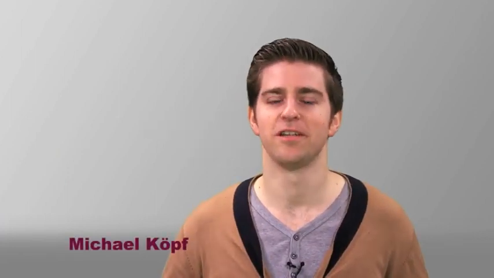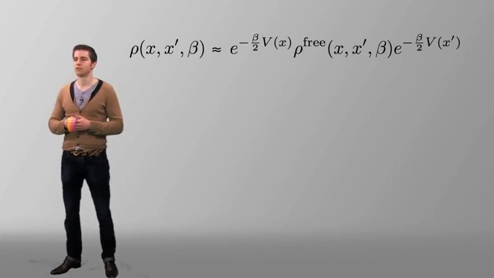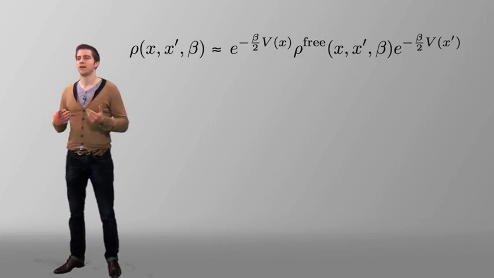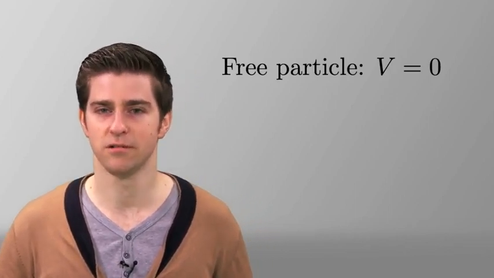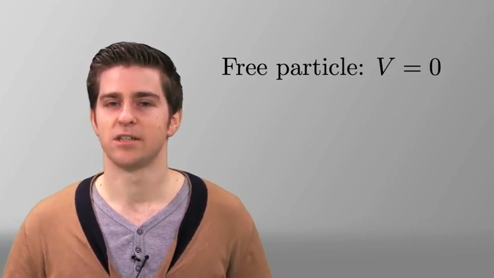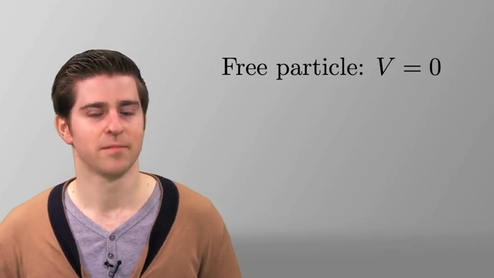As Werner mentioned in this week's lecture, we are able to explicitly write down the density matrix of a particle in an arbitrary potential V. We do this by use of the Trotter decomposition formula. Unfortunately though, this approach is limited to the high temperature regime. On the contrary, for a free particle, that is the case V equal to 0, we're actually able to calculate an exact result which is valid at any temperature. So let us see how this is done.